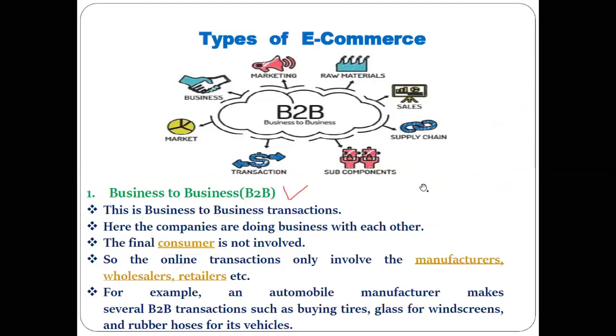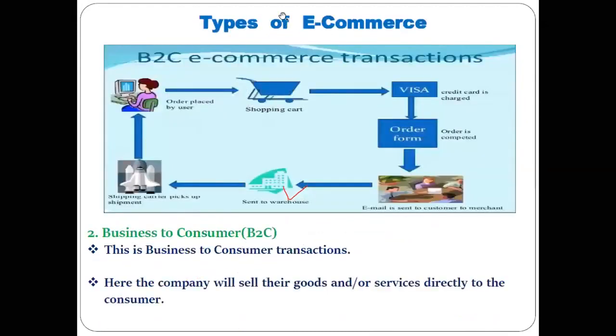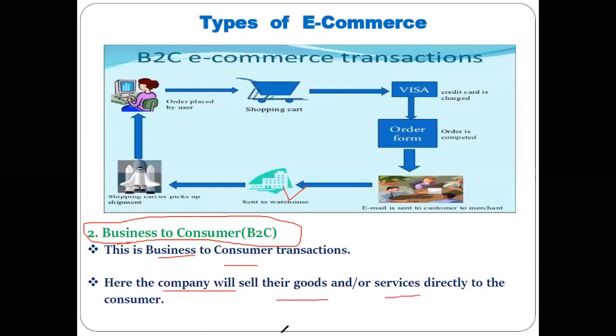Shall we move forward? Next type? Yes, sir. Next important one, business to consumer, which is mostly utilized. Business to consumer or business to customer transaction. Here, the company will sell their goods or services directly to the customers. There is a direct interaction, or direct business happens, between the one company and their customers.